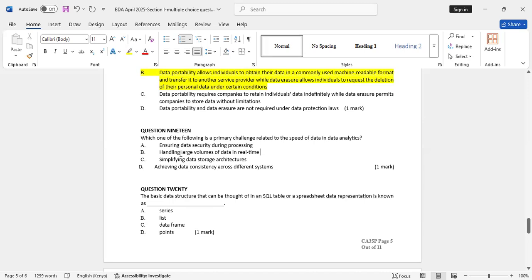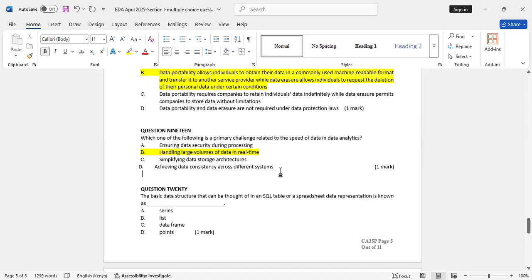I'll start with A, ensuring data security during processing. So how is security related to speed? So I'll eliminate that. B, handling large volumes of data in real time. So real time is all about speed. Real time is all about velocity. So the correct answer, I'll just pick B without even thinking twice. You have to do that.